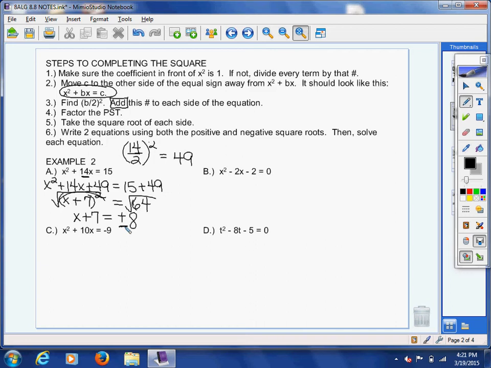So there are 2 equations here. And here are what your two equations are. I'm going to have to kind of go down a little bit. X plus 7 is equal to 8.